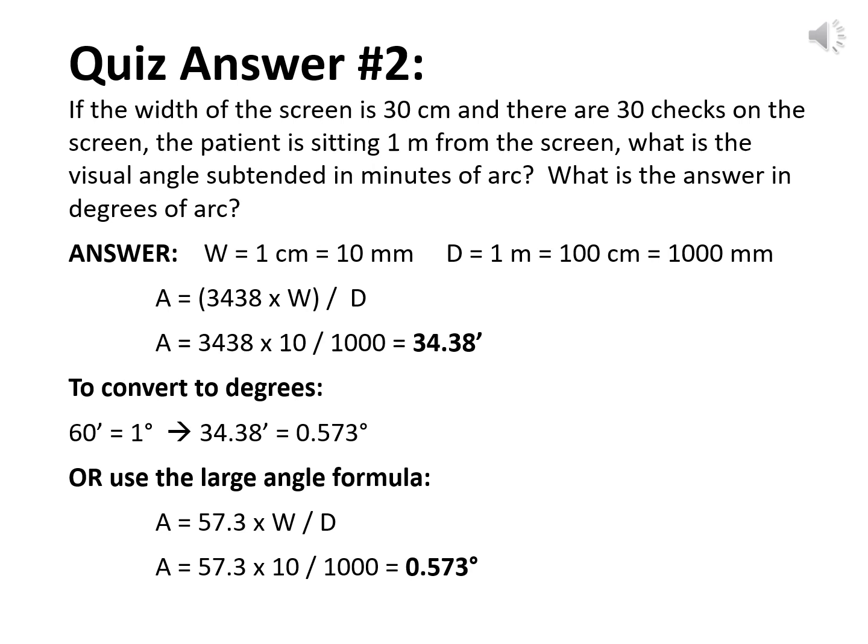0.573 degrees. Alternatively, we can calculate degrees using the large angle formula, and this formula states that the visual angle is equal to 57.3 times W divided by D, equals 57.3 times 10 divided by 1,000, equals 0.573 degrees. The large angle formula gives us the answer in degrees. The small angle formula gives the answer in minutes. This is actually a good way to use both formulas to check our work because they should give us the same answer.